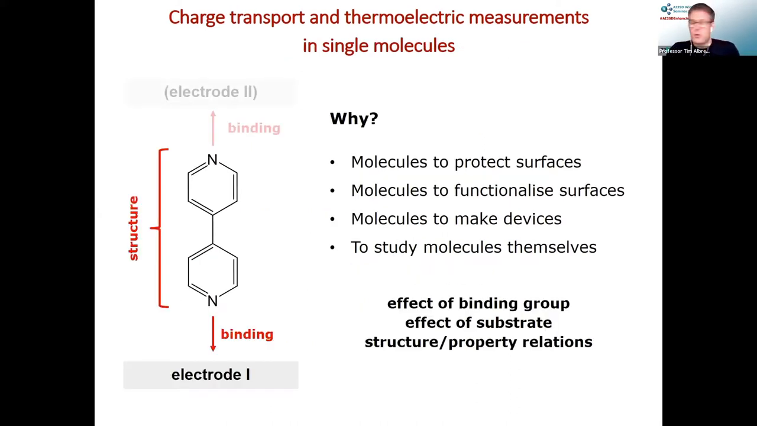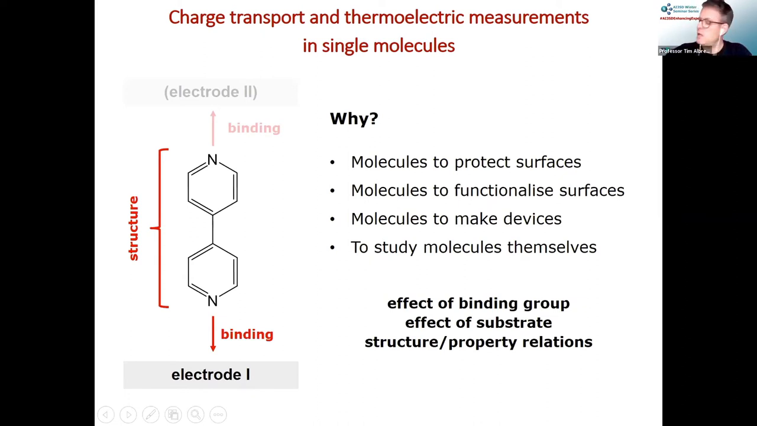The magnitude of the noise also changes significantly from very small distances to large distances. Now, you could also ask, why do you want to study this? Well, it's a very sensitive tool, and you can use molecules in various kinds of ways. At a high level, you might want to use them to protect surfaces. You can also use them to functionalize surfaces, if you think of a sensor, for example. You can use molecules to make devices, not just single molecules, but in thin films, for example. And you might want to study the molecules themselves. You might be interested in the effect of a binding group, the structure itself, and structure-property relations: what this backbone does to the electronic structure or the electric conductance of the system.